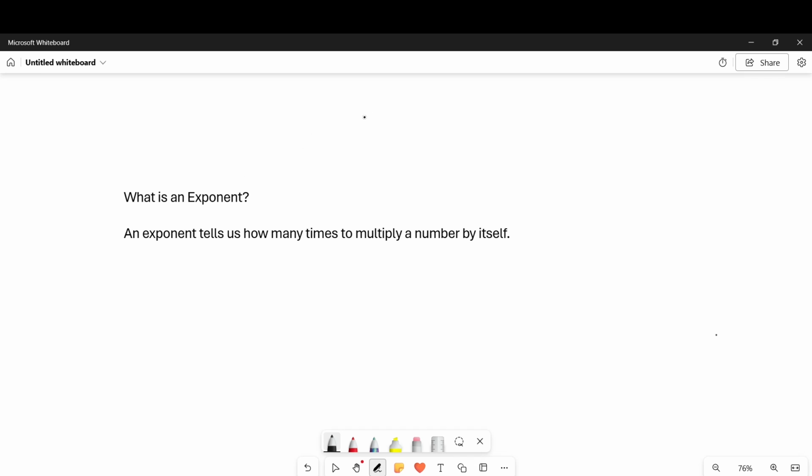So how many times? Here we are writing a number 2 times 2. How many times? 2 times 2. So two 2s are there, and the simple form we write is 2 to the power 2.